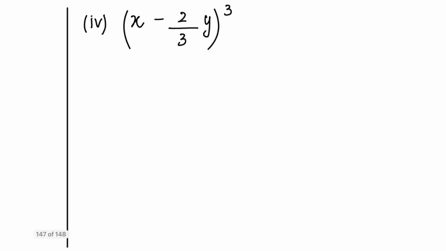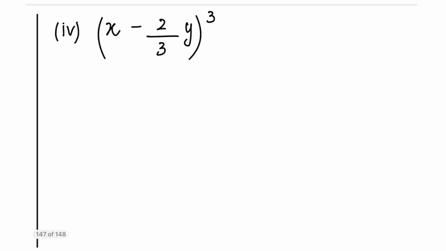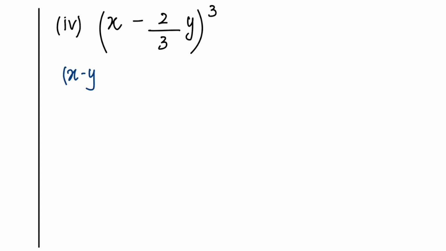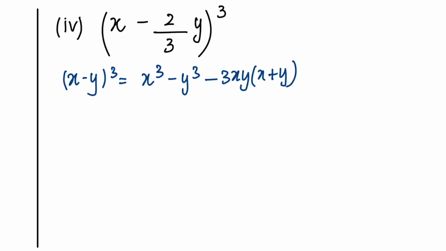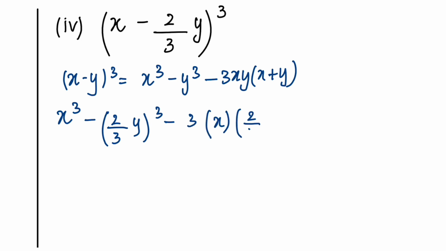Okay, moving on to the last subdivision of this question, and this is of the form x minus y the whole cube. So x minus y the whole cube is equal to x cube minus y cube minus 3xy into x plus y, right? Okay, x here is x itself and y here is 2 by 3y. So evaluating it, x cube minus 2 by 3y the whole cube minus 3 into x into 2 by 3y into x minus 2 by 3y.